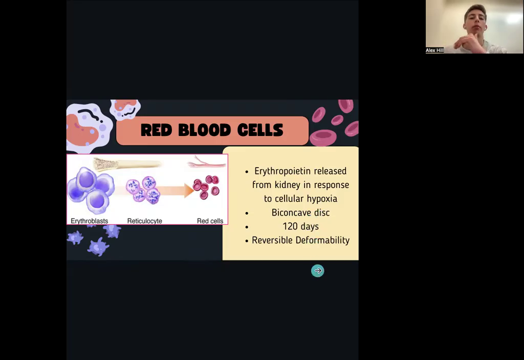They're the shape of a biconcave disc, and one of the reasons for this is it creates more surface area for oxygen to attach. They live for about 120 days. So that's one of the reasons why A1C tests for blood glucose tell you how much glucose has accumulated in your red blood cells over the last 3 months. That's because that's how long red blood cells live approximately. And then reversible deformability means that they can kind of squeeze and squish to get through those thinner blood vessels.